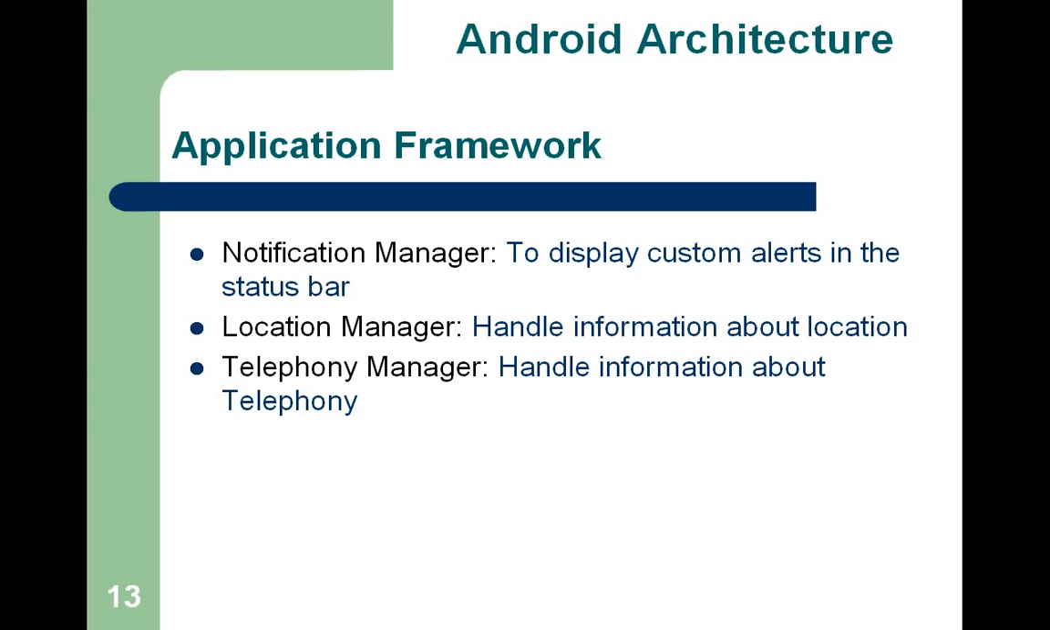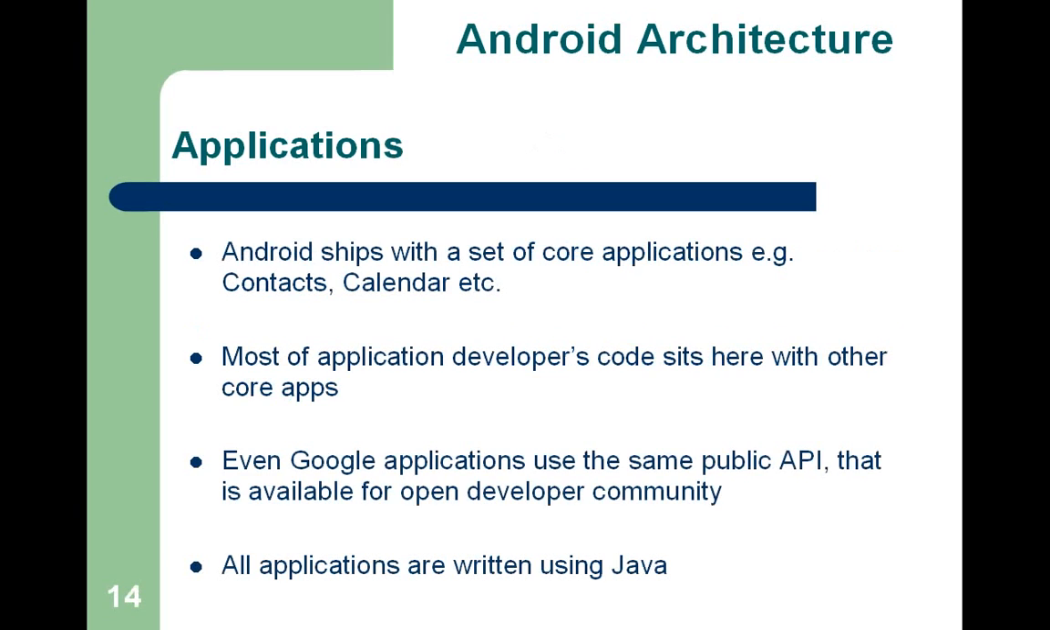So these are the core services which are provided by application framework. Apart from this, there are some more services which need hardware support. For example, you want Bluetooth service, Wi-Fi service, USB service, or any sensor. So all these things become hardware dependent.